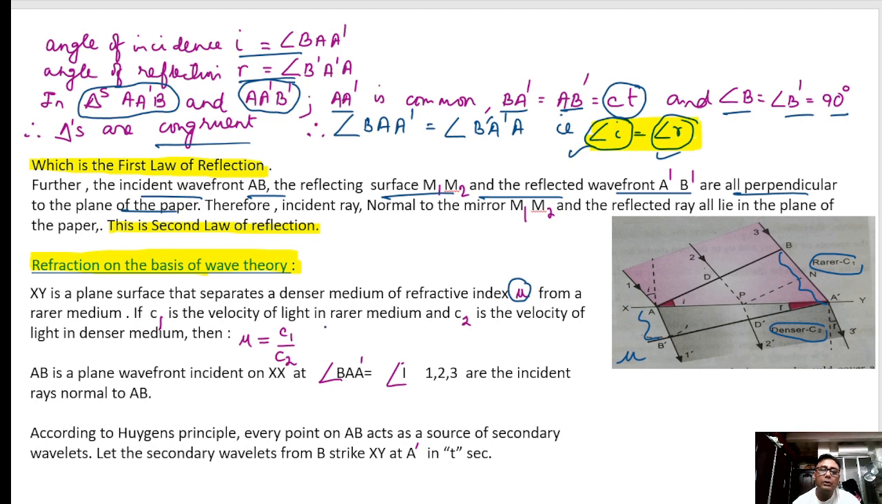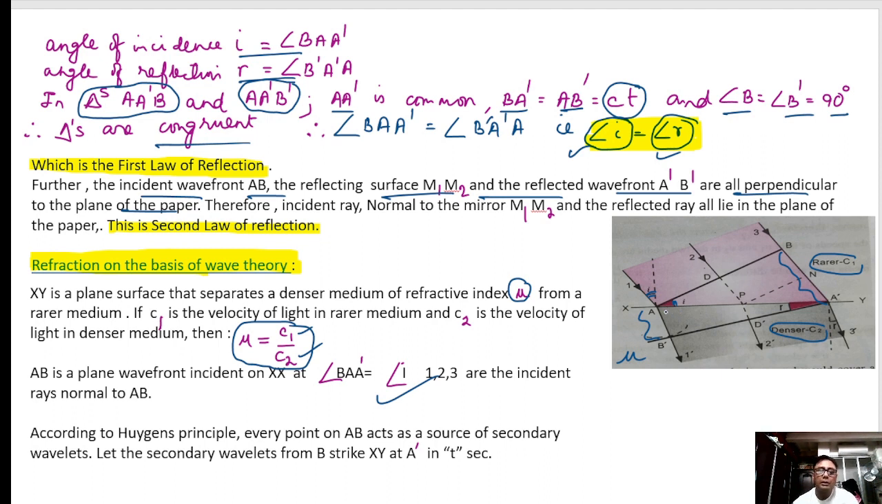Now we know refractive index is equal to the speed of light in air to the speed of light in the medium. So let it be C1 and C2. Correct? Now let this angle be the angle of incidence, and this angle be the angle of refraction. Okay, so here if this is I, this angle is also I.